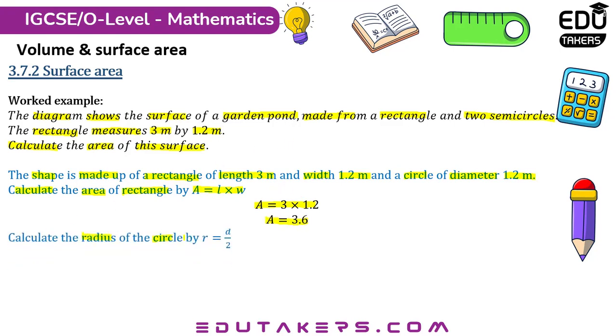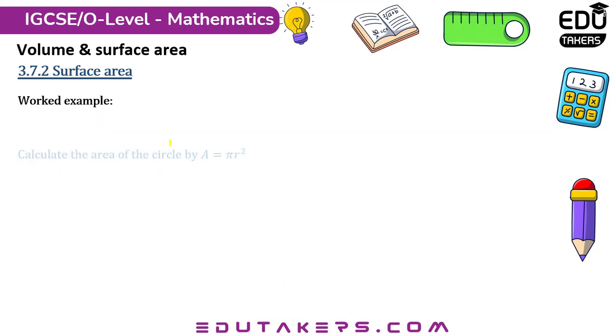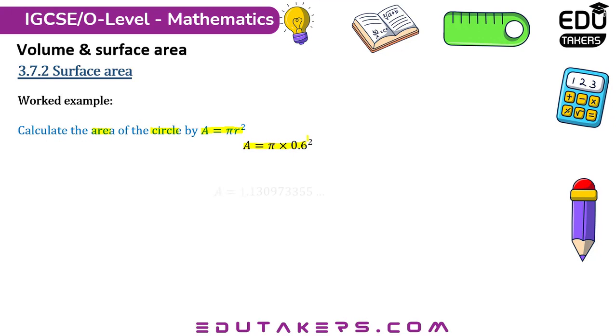Calculate the radius of the circle by r is equal to d over 2. So r is equal to 1.2 over 2. r is equal to 0.6. Its radius is 0.6. Calculate the area of the circle by A is equal to pi r squared. So A equals pi times 0.6 squared. So A is equal to 1.130973355 and so on.